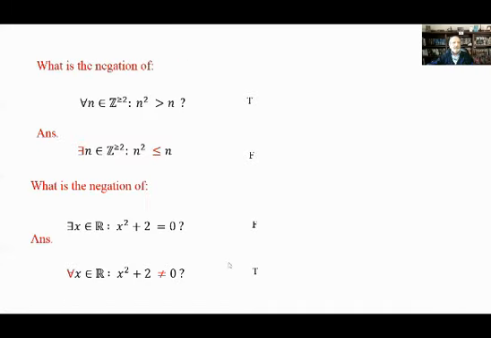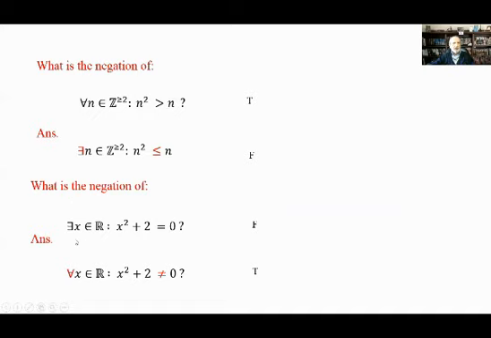Here are a few examples. For any n in Z greater or equal than 2, n squared greater than n. We said that is a true statement. Now we are going to negate this, and we're going to get a false proposition. How to negate this? "For any" becomes "there exists," and "greater" becomes "less or equal." And that's a false statement.